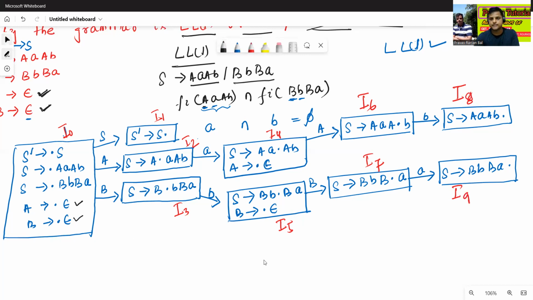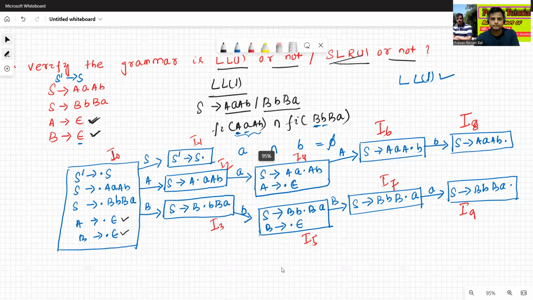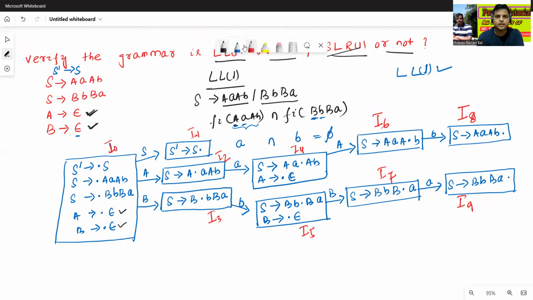Okay. So see, just see, here we'll find out the first set, follow set. Follow of S, follow of A, follow of B. See, follow of S. There is no S on the right side. So follow of S is nothing but $. So follow of A. Follow of A, this is the first A.